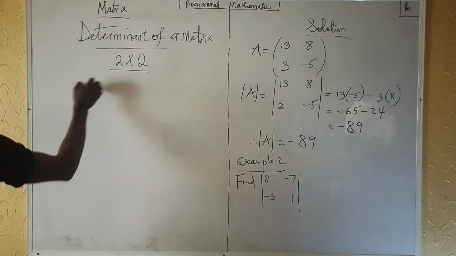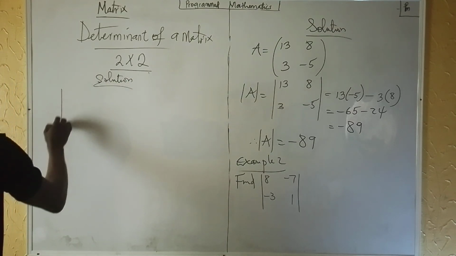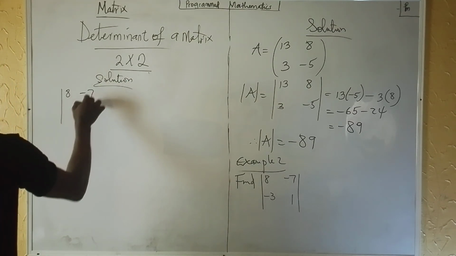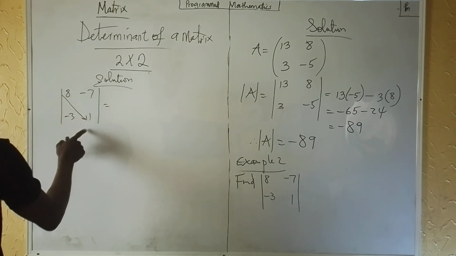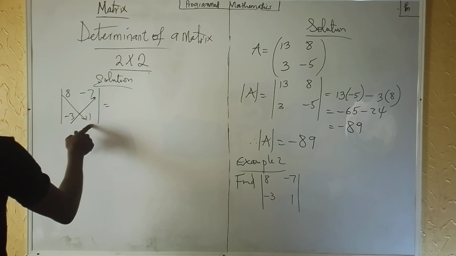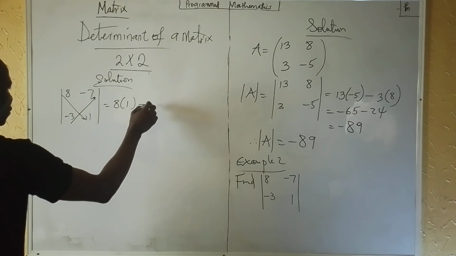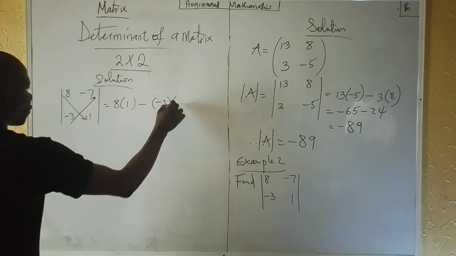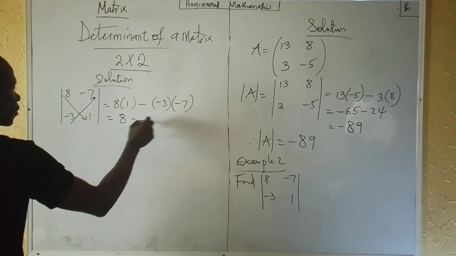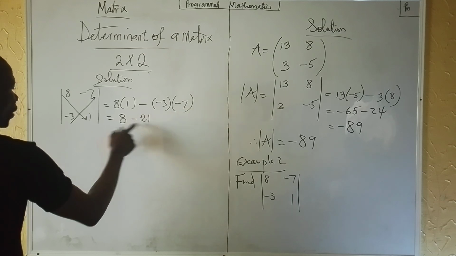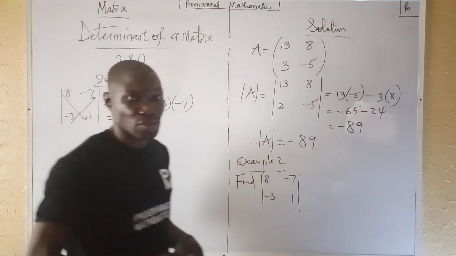And so, the solution to that problem: determinant of 8, minus 7, minus 3, 1. This simply will be 8 times 1, minus 3 times minus 7. So this is 8 minus 3 times minus 7, which is plus 21. So 8 minus 21 is minus 13. So that is the determinant of the matrix.